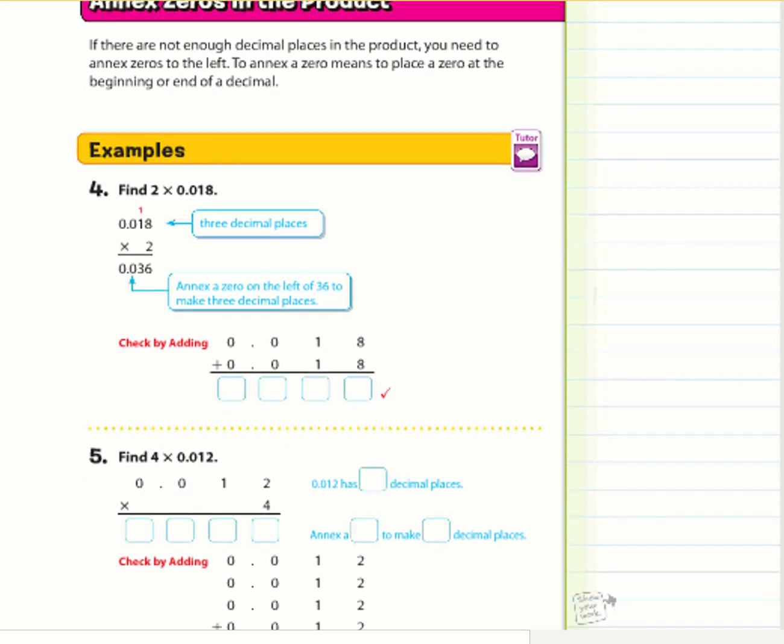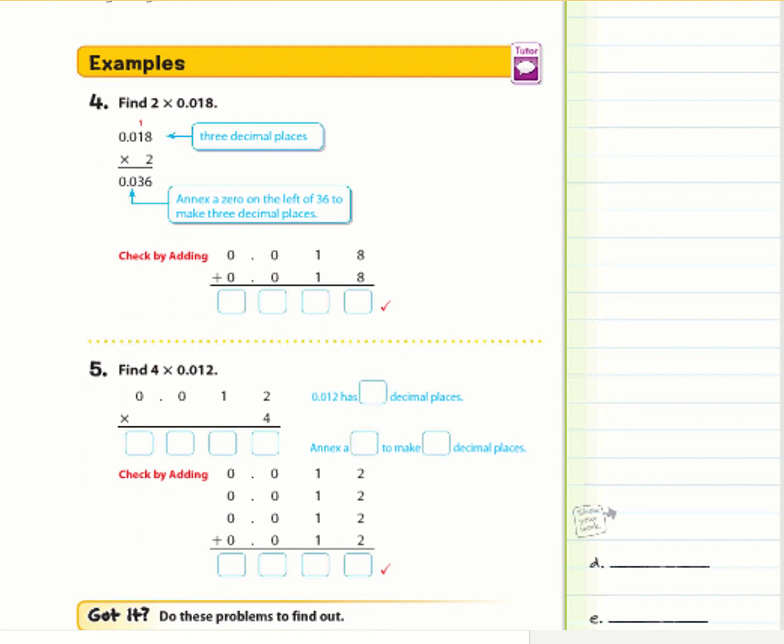So we're going to start off by doing example 4. So I know the work's already done for us, but I just like getting the extra practice in. So if we have 0, 1, 8, so it's 18 thousandths times 2.